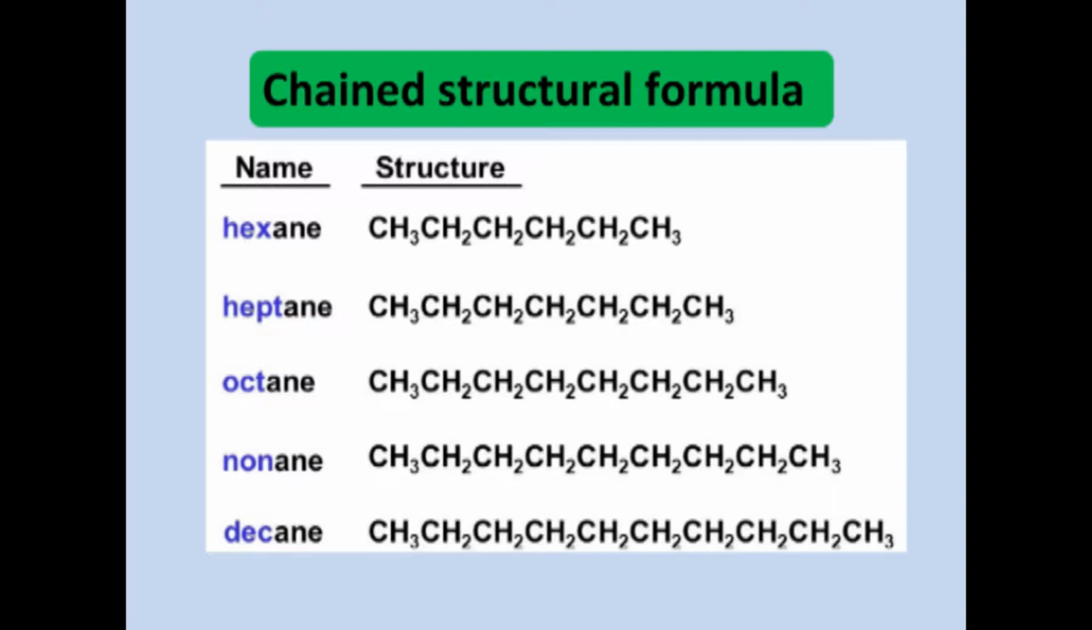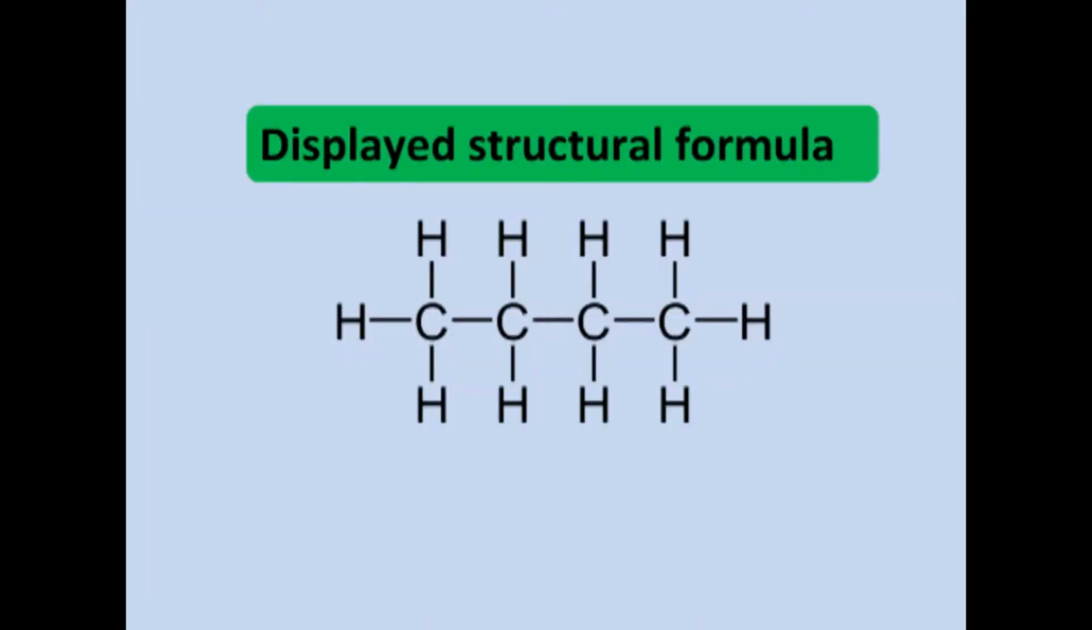All are alkanes. Displayed structural formula: we just show the bonds. The actual number of carbon and hydrogen and their bonds are given. This is butane. So here, 4 carbons and 10 hydrogens are shown.